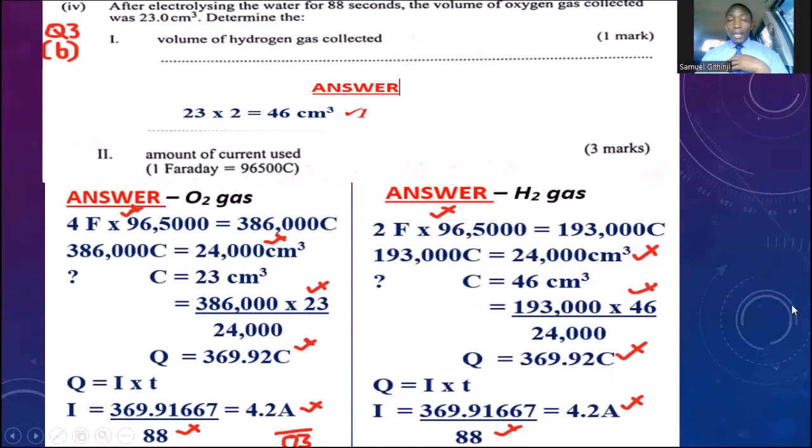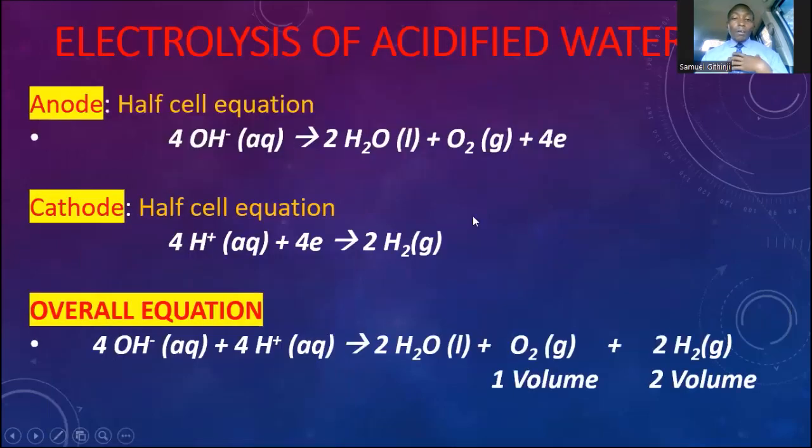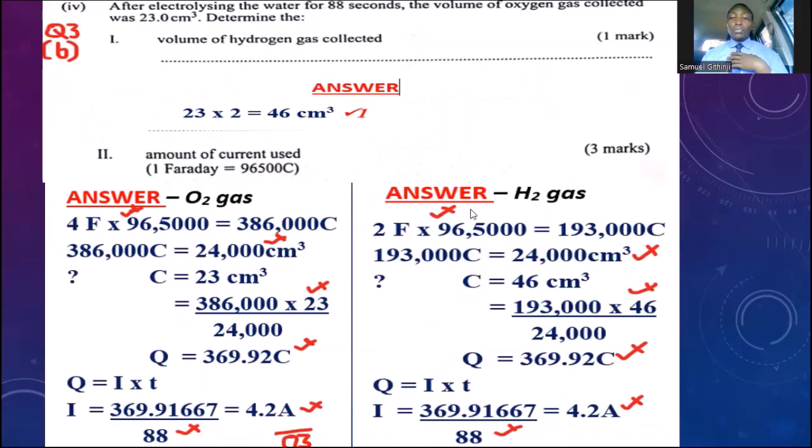Let me take you back to the equation. For 1 mole of hydrogen to be produced, I must be working with 2 moles of electrons. That means 2 Faradays. If it is 2 Faradays, my student, when I'm working out there, I should use 2. And I work out like I've worked before, the answer will be the same.